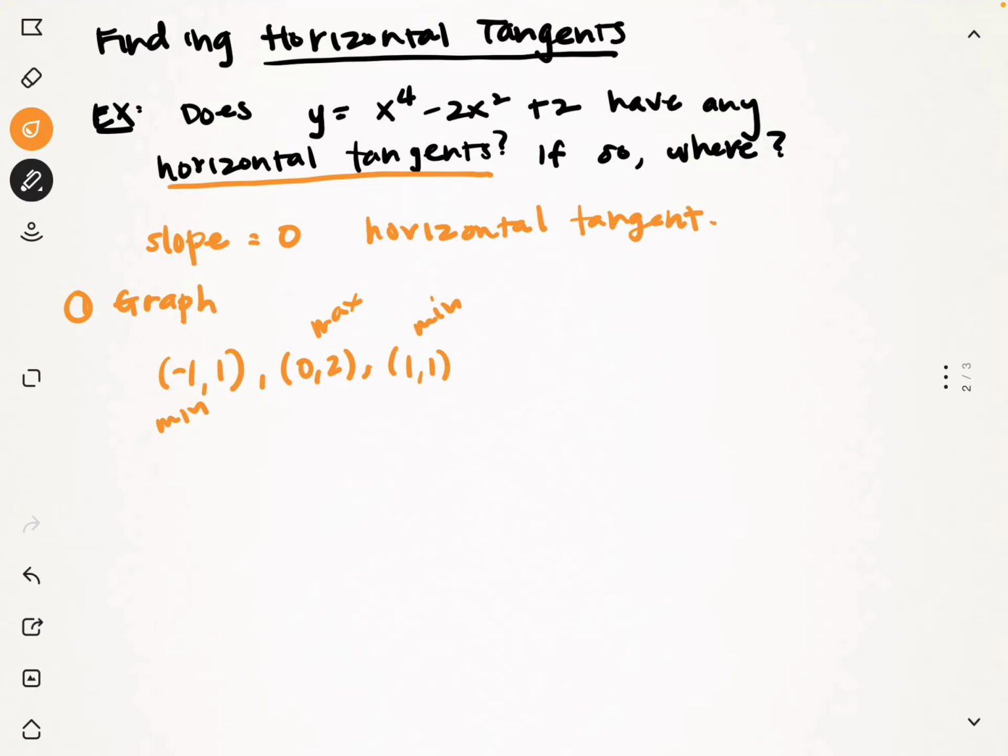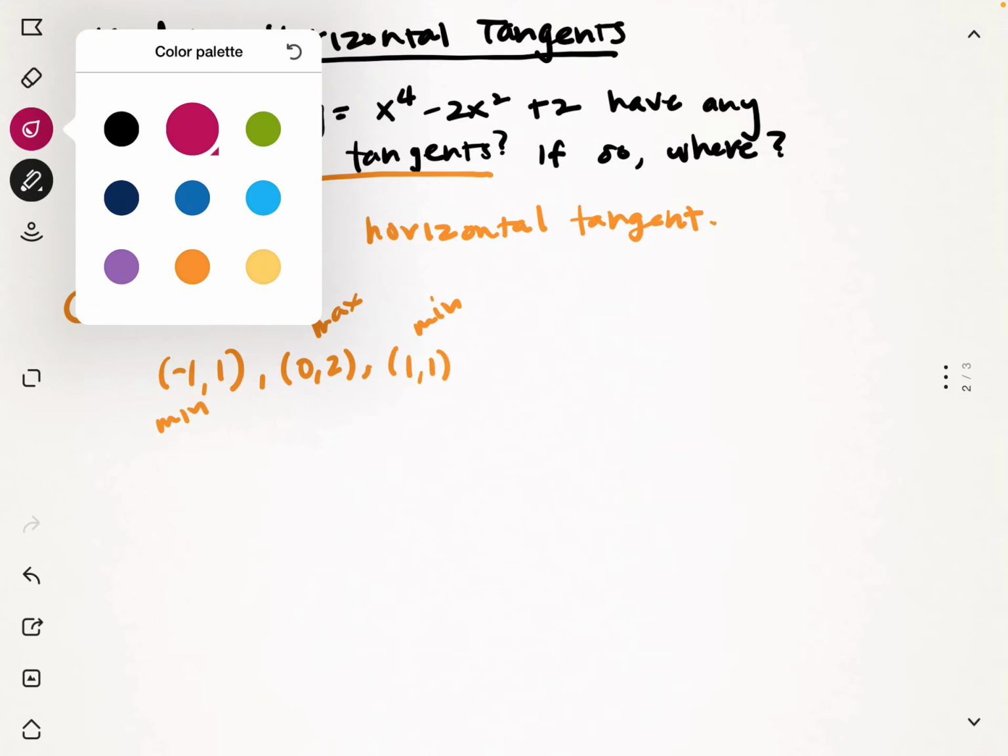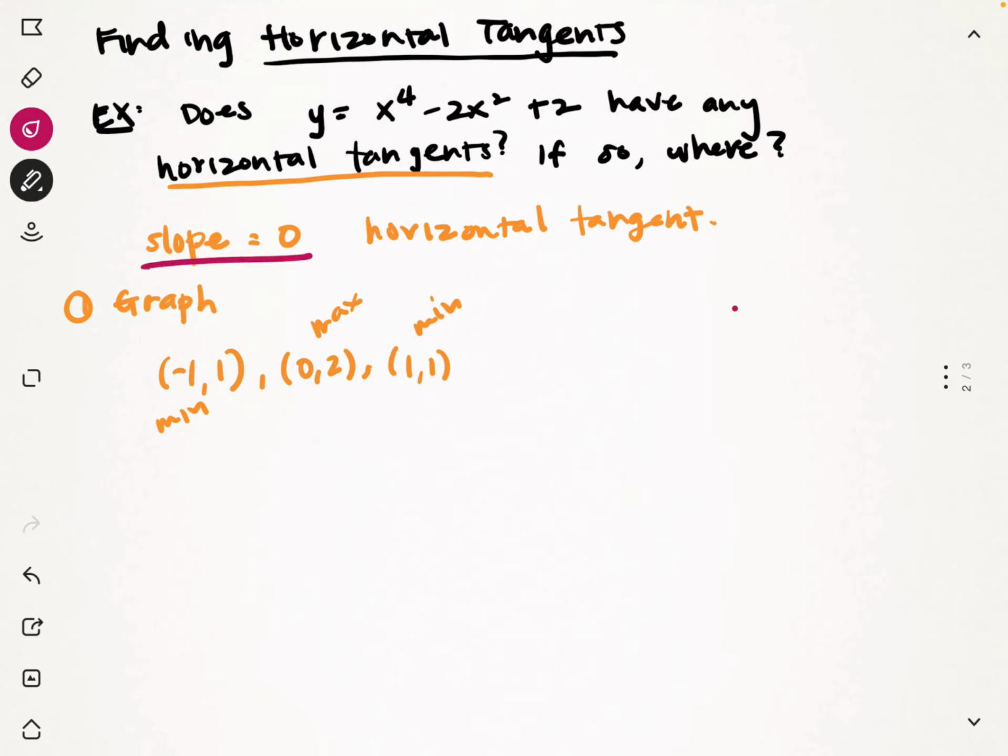So the second way we could do this, because we're talking about the slope, well, anytime we're talking about the slope, we should be thinking about derivative, right? So derivative. All right, so let's take the derivative of y. So y prime is going to be, well, the derivative of x to the fourth is 4x cubed.